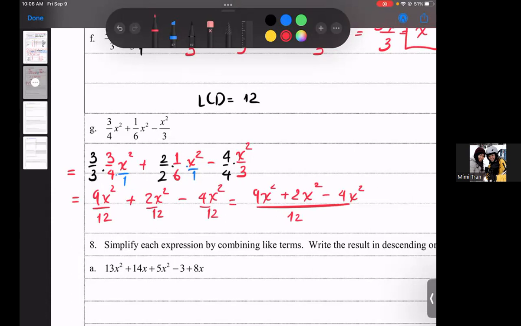Do we have like terms on the top? Right. So what is it equal? 9 plus 2 minus 4. 7 squared. Are we done? Yes, right. I don't think we can simplify it any further.